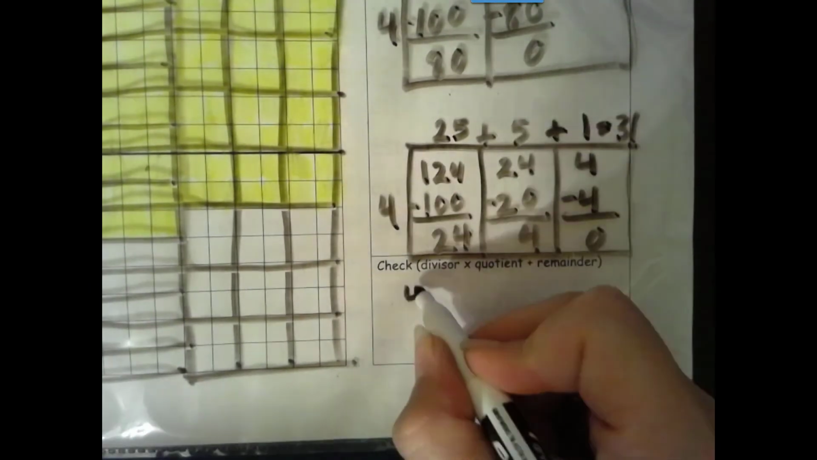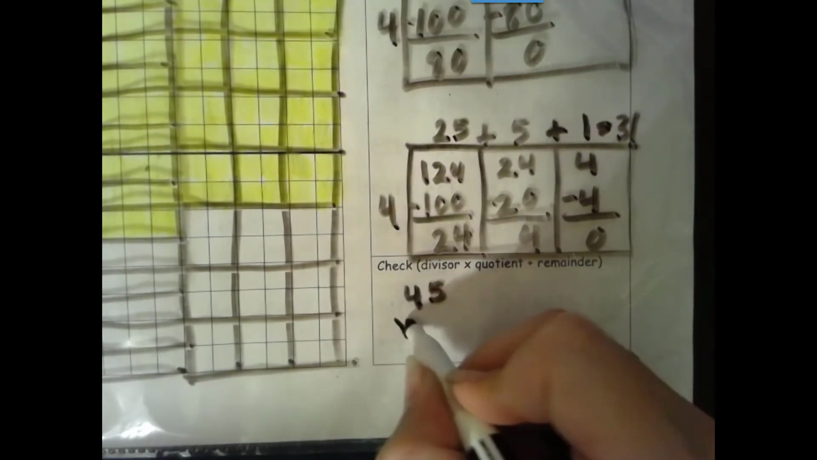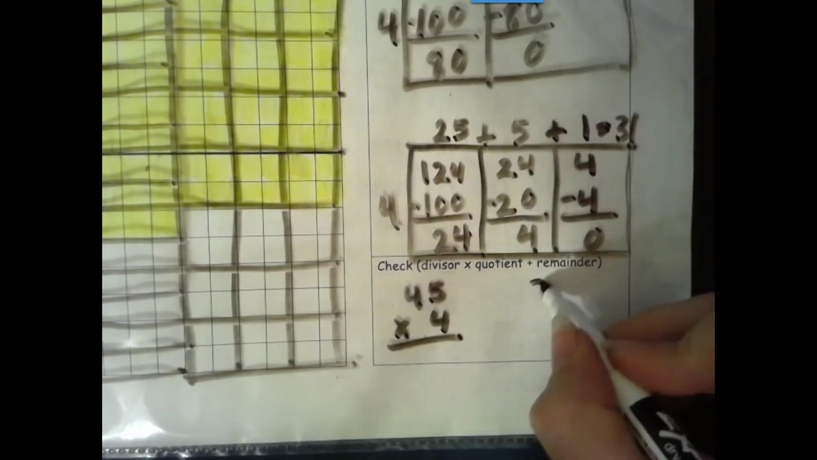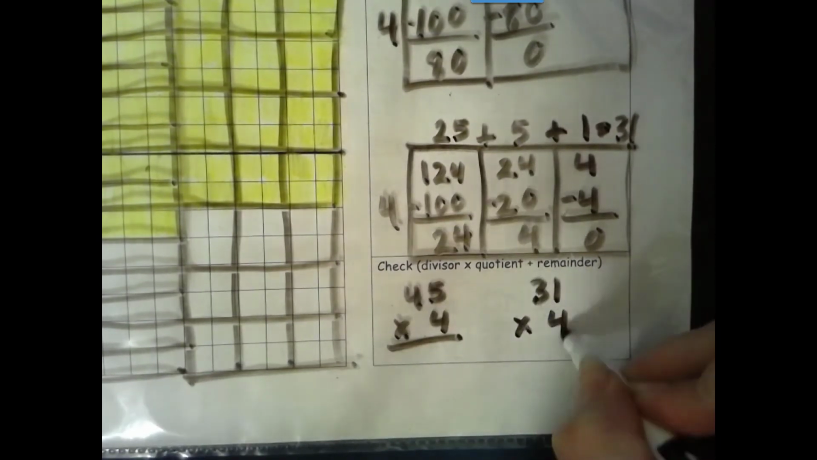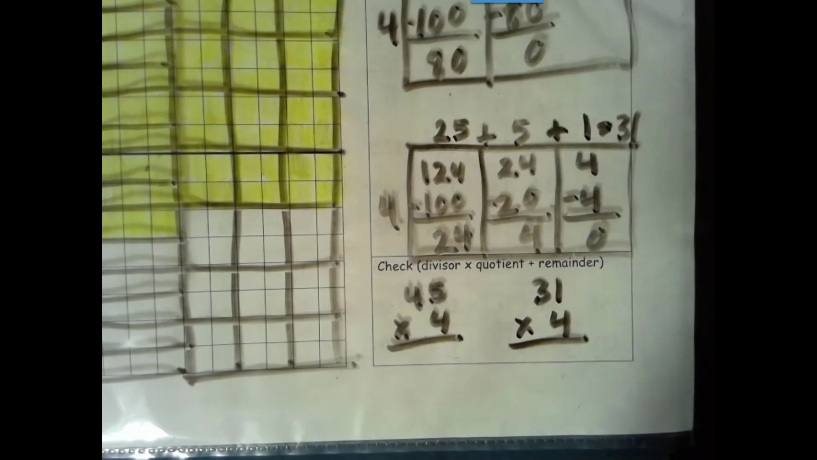We still need to check using our inverse operation. Divisor times quotient plus remainder. Since our remainder is 0 for both, and our identity property of addition says when you add 0 it stays the same, we don't need to take time to add 0.